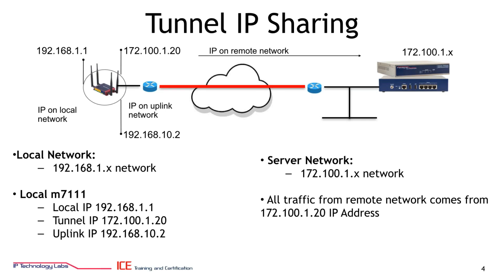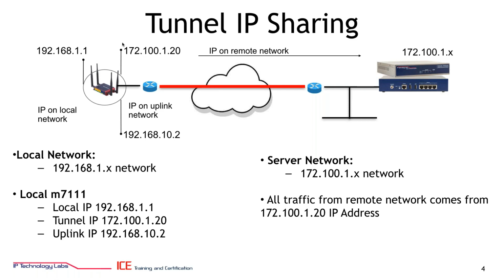So this is what an IP share network looks like. On the right side, we have a server network, 172.100.1. We have a remote network. And so we have our device, our client device is set up inline. On his uplink IP address, we have a 192.168.10 network. On his local side network, we have a 192.168.1 network. And then he gets a tunnel interface IP address, which is part of the server network. So this can be statically assigned or dynamically assigned using DHCP.